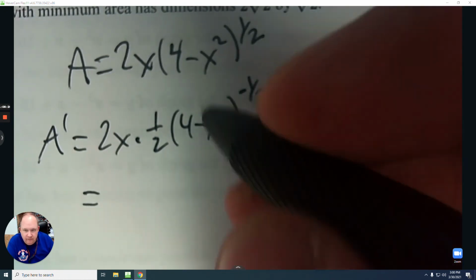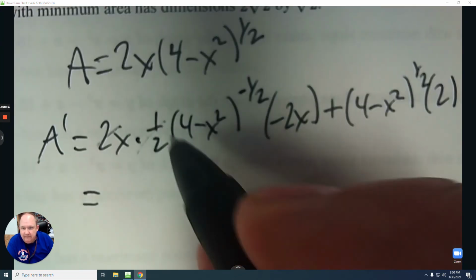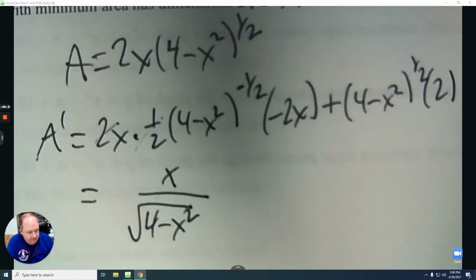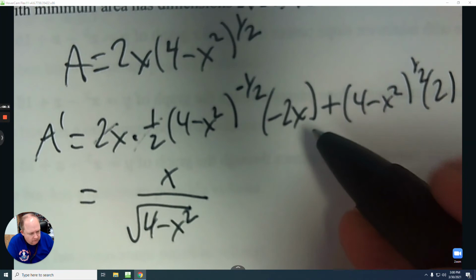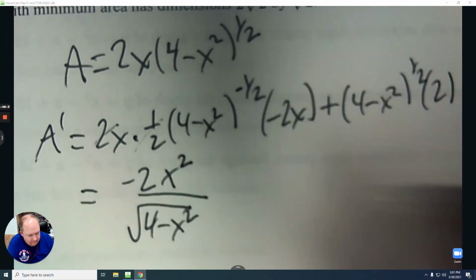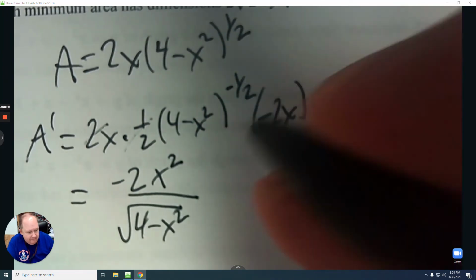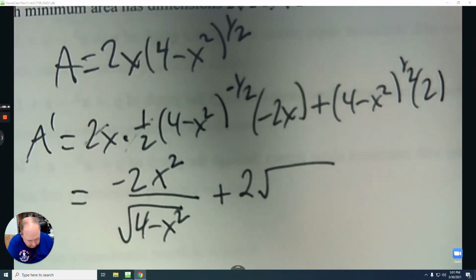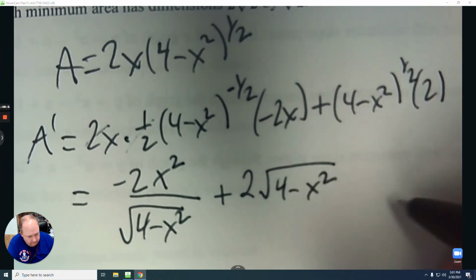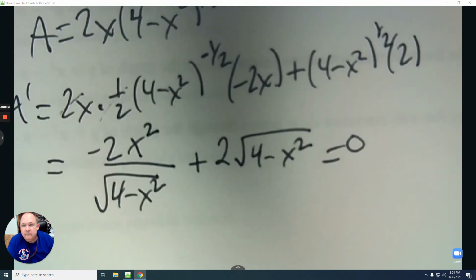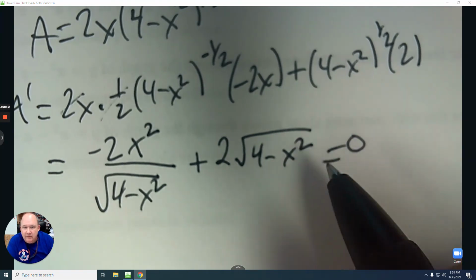So let me rearrange this. Just know that 2 times a half just leaves me with x over the square root of 4 minus x squared. Oh, we still have a negative 2x at the end. So we have negative 2x times x. That's negative 2x squared if I simplify it. The second one, I have 2 times the square root of 4 minus x squared. And now I want to solve this.